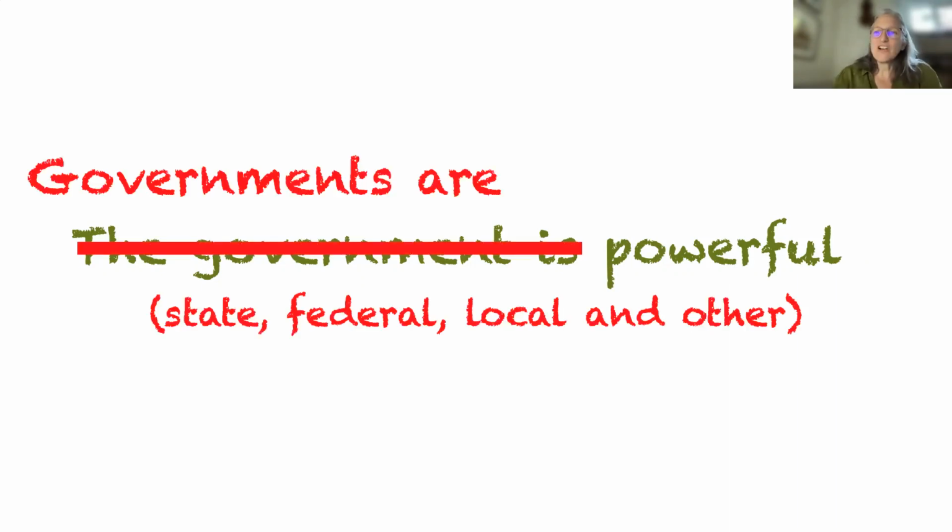Well, the governments are powerful. So there isn't just one government. There's state government, there's federal government, there's local government, and there are actually other governments. If you have a homeowners association or a condo association, that's a government. If you're in a union, that's a government, right?